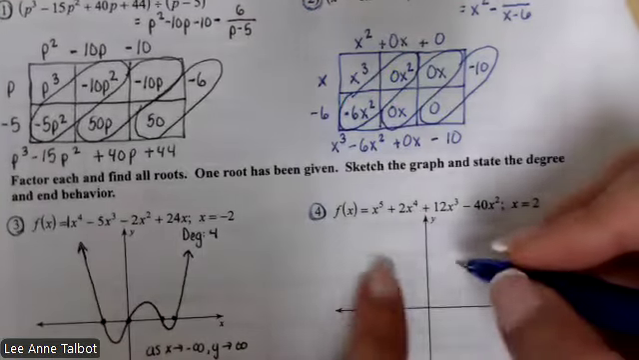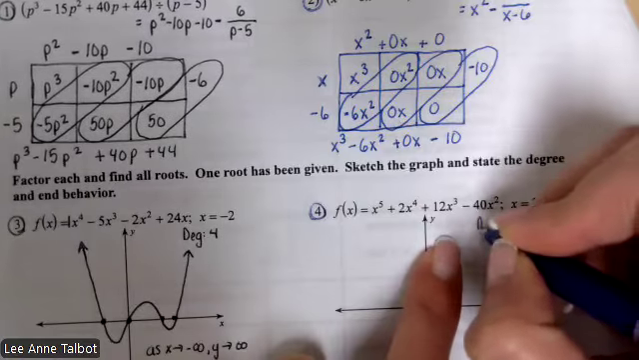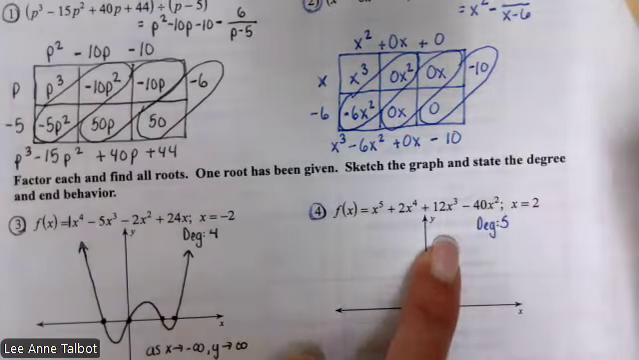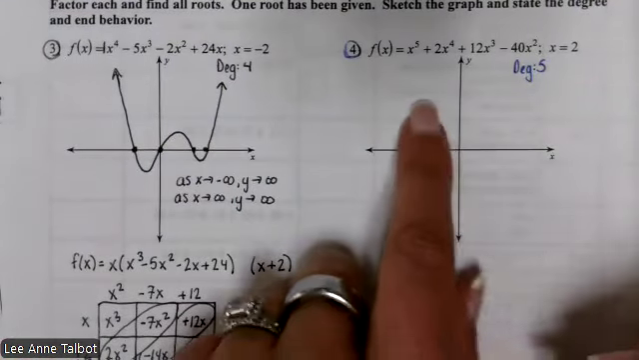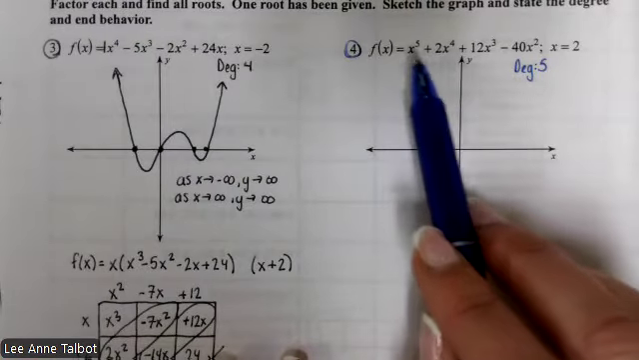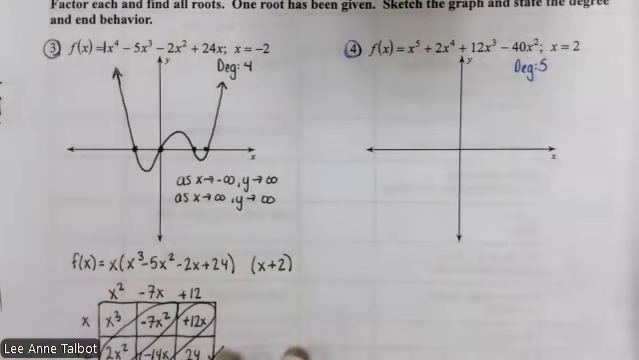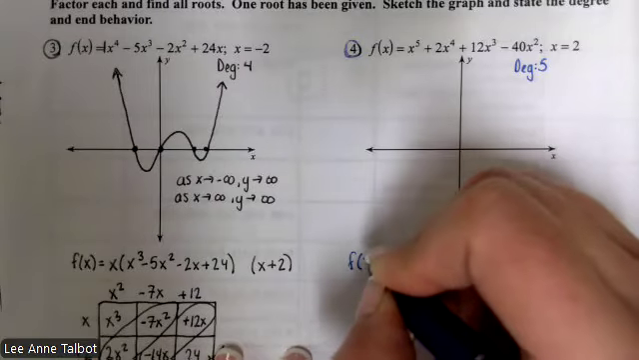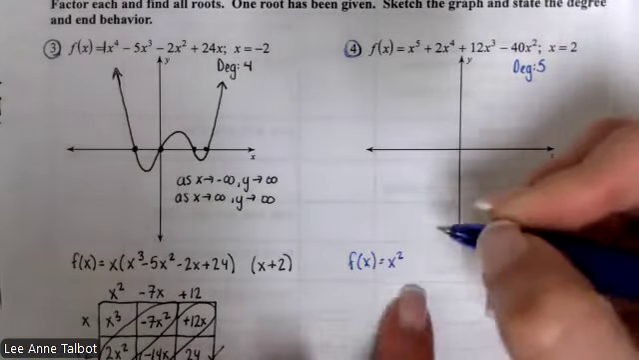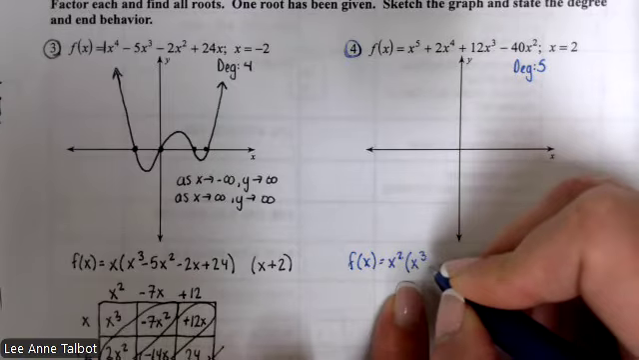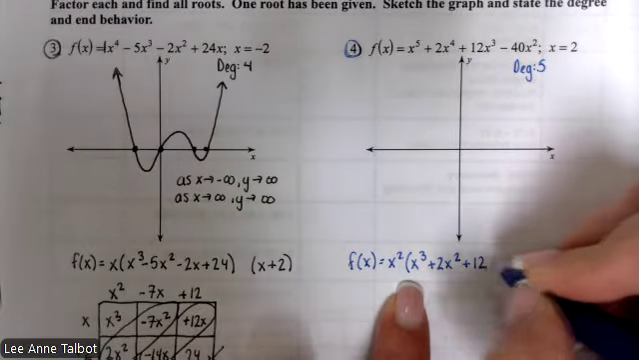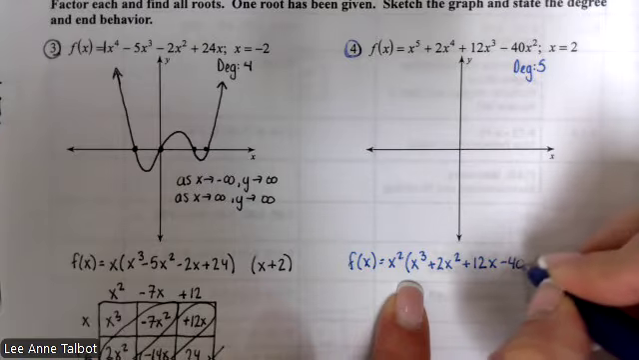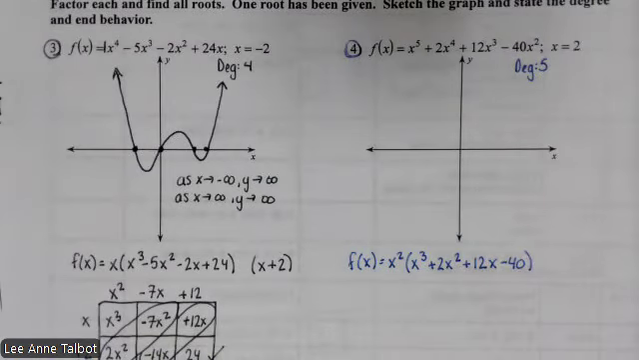Okay, so number 4 is degree 5, which is slightly irritating, but that's okay. The first thing I notice in my problem is that I have x squared in everything. So the first thing I'm going to do is GCF out x squared: x cubed plus 2x squared plus 12x minus 40. And that sort of makes me feel better about the amount of work I have to do because I was able to GCF out the squared.